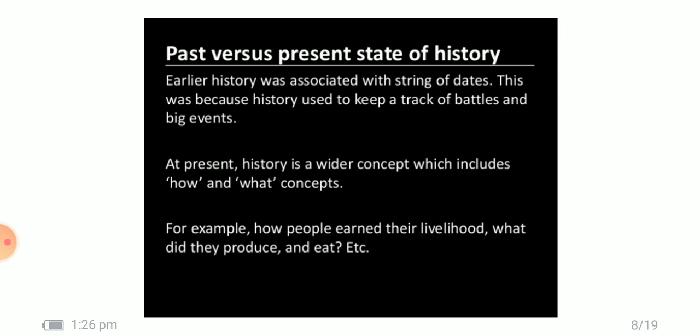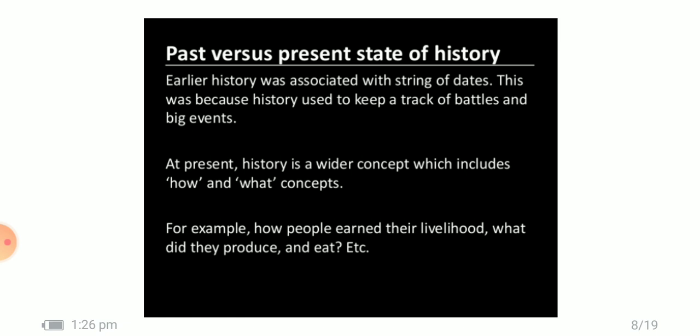past versus present state of history. Earlier, history was associated with only a string of dates. This was because history used to keep track of battles and big events. The king, what particular kings, and what battles he fought, when he married, when the king lost his battles, and so forth.